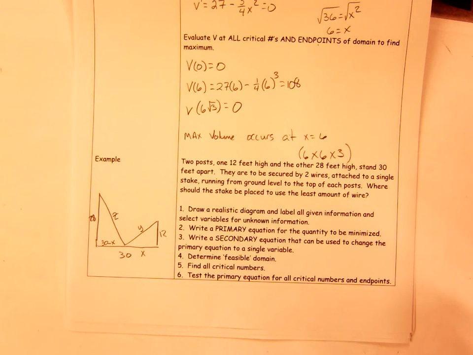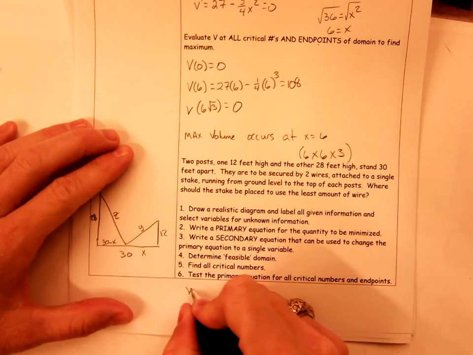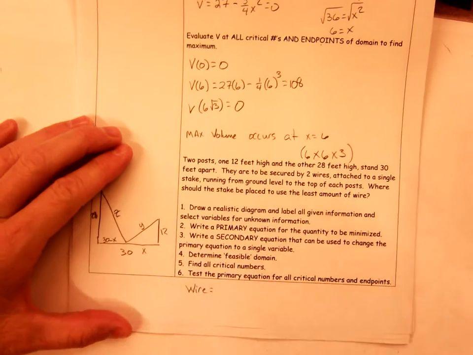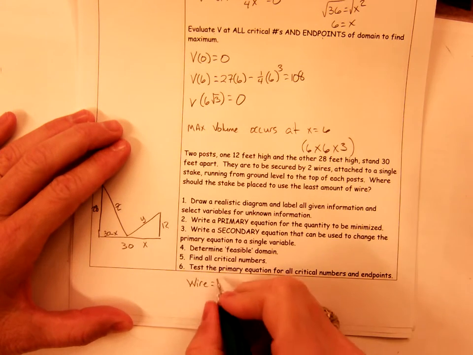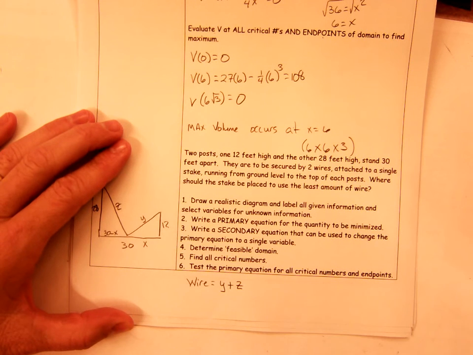It says that we're trying to what? What is it that we're trying to do? What are we trying to maximize or minimize? Minimize the wire. So what's our primary equation? Yeah, it's the wire equation. And so from my diagram, what is the amount of wire equal to? y plus z.